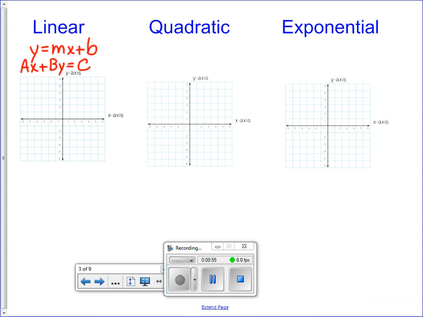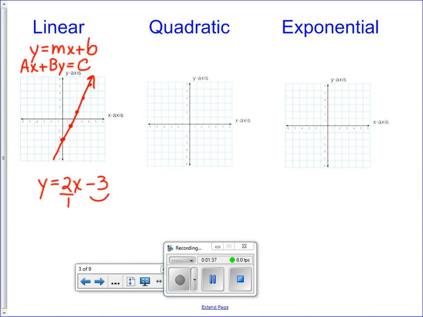Just to graph one very quickly as a review, I'm going to take this equation, y equals 2x minus 3. All right, so what I see is that my y-intercept is negative 3. So on the graph at negative 3, I'm going to put my y-intercept. And then my slope is 2, or 2 over 1. Which means a rise of 2 and a run of 1, which would put it right here. Rise 2 more and run 1, and we can plot several more points for our graph.